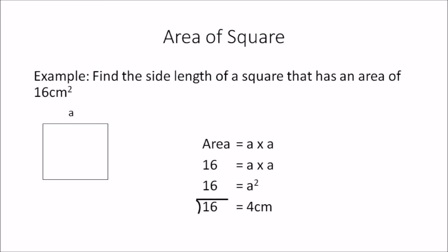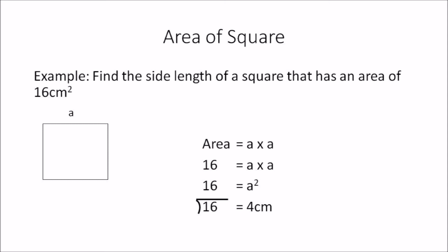Example: find the side length of a square that has an area of 16 centimeters squared. This example is a bit different in the sense that the area is already given, but you have to find one of the side lengths. So you'll use the same formula. Area is equal to A times A. Area in this case is given as 16, so the working becomes 16 is equal to A times A. But you have to make A the subject of the formula, right?